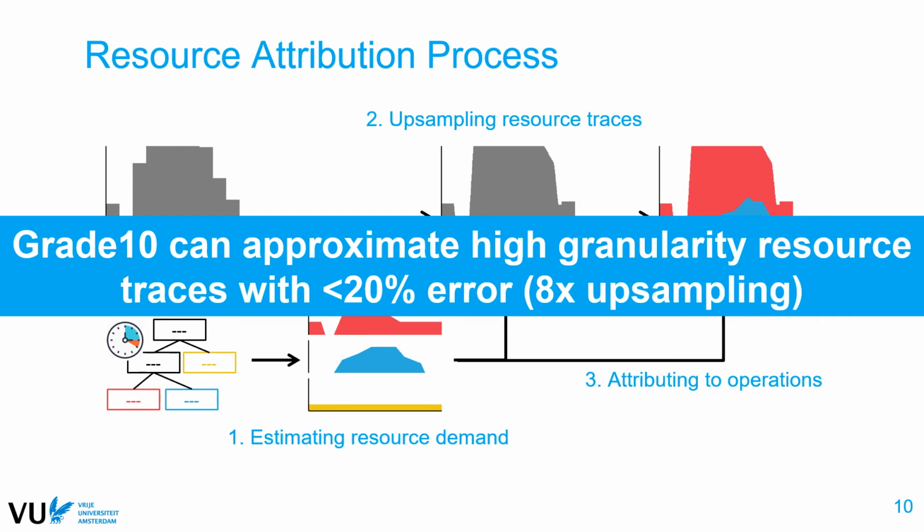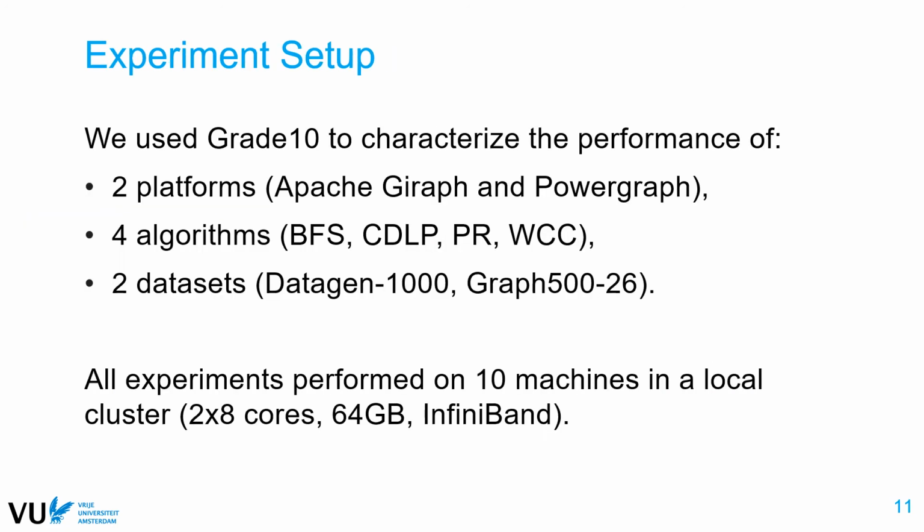Overall, we found that using this process, Grade10 is able to find a good approximation of the true resource utilization of a graph application using its resource attribution process, with an error of under 20% when upsampling by 8 times for our tested platforms. Now that I have told you what Grade10 is and how it works, I want to present our experiments in which we used Grade10 to characterize the performance of a set of graph processing jobs.